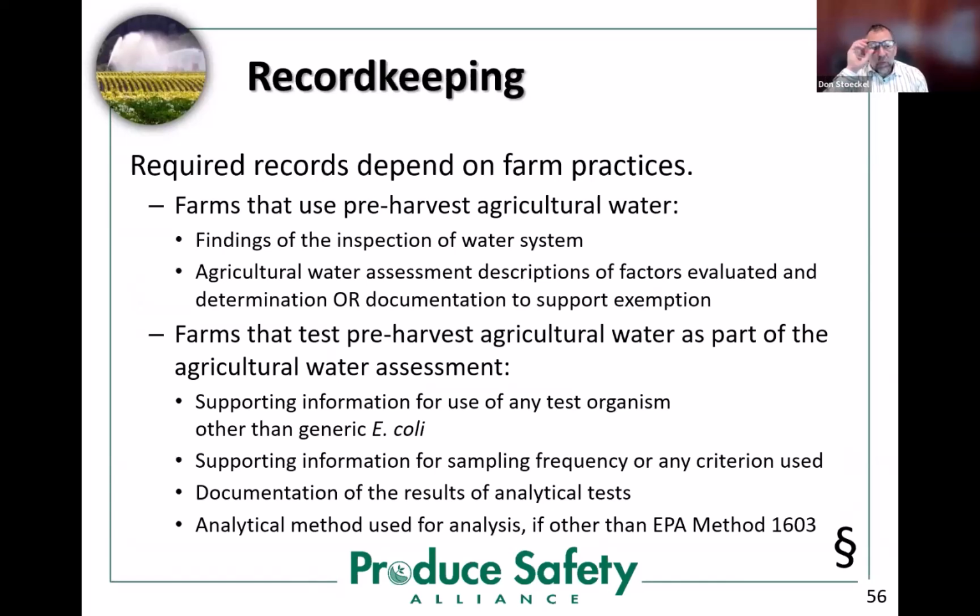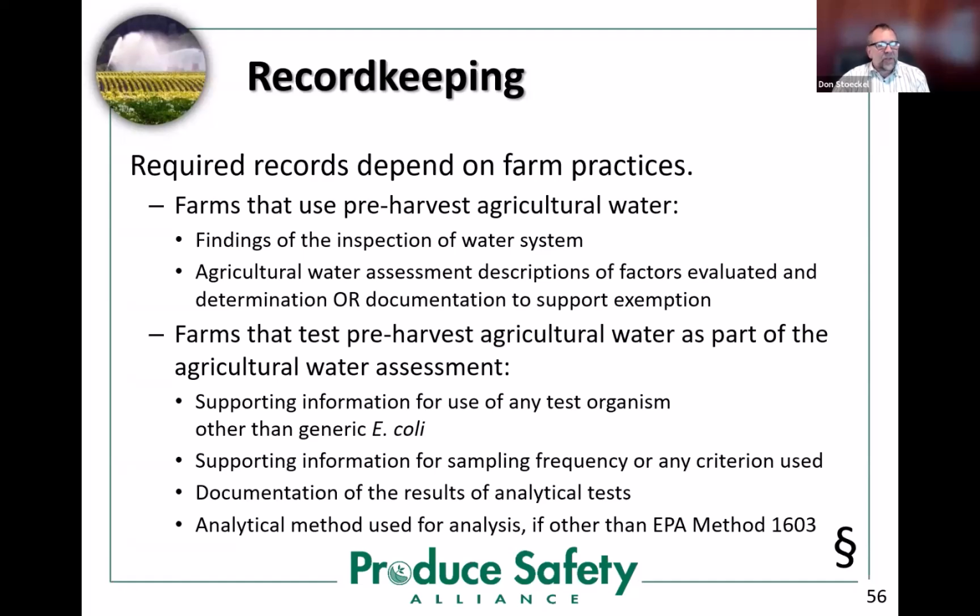The module ends with record keeping. It's important to the compliance and effective implementation in all the modules. In revised Module 5.1, specific records that are required depend on what path the grower takes as they navigate the agricultural water systems inspection, the ag water assessment, and measures that are applied to manage the water quality and risk to produce. Records of the inspection and assessment are always required unless the grower is eligible for an exemption.